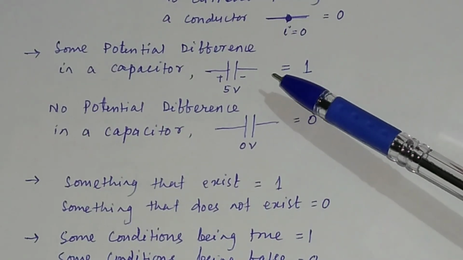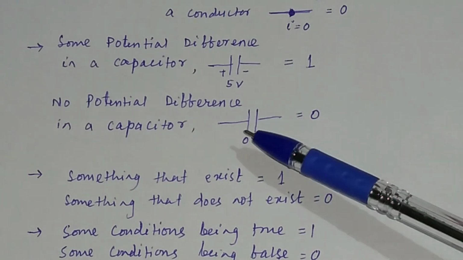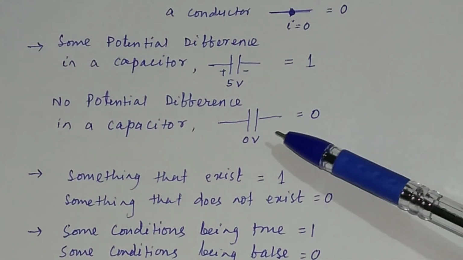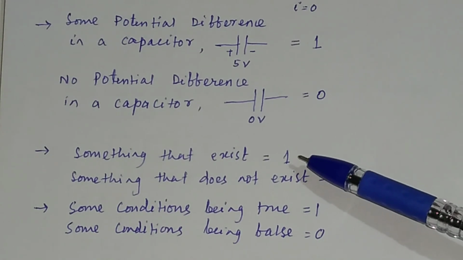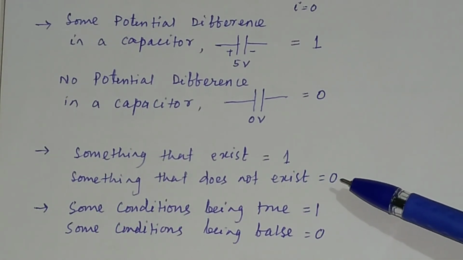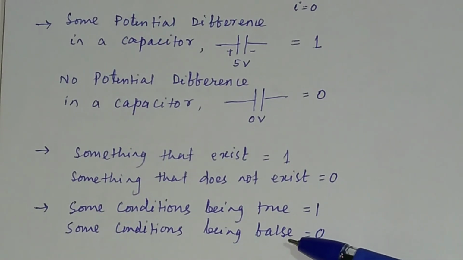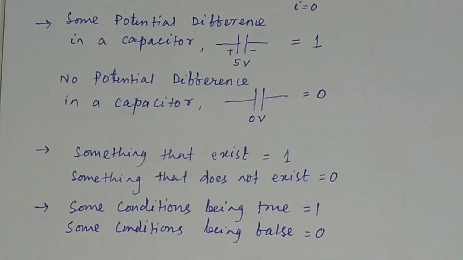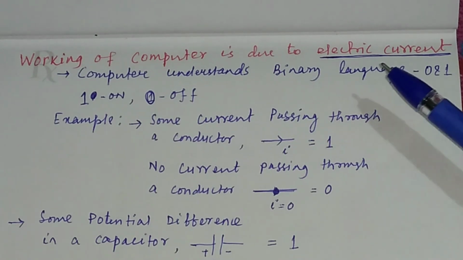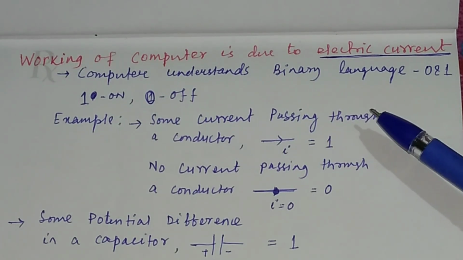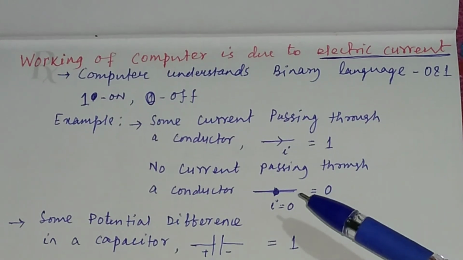Suppose the potential difference in a capacitor is 5 volt, you consider it as 1; if there is no potential difference in the capacitor, that is 0 volt, you consider it as 0. In this way, something that exists you consider as 1, and something that doesn't exist you take as 0. Some conditions being true you take as 1, and some conditions being false you take as 0. But the computer understands only the electric current, whether current is passing through it or not. If it passes through, it is 1. If it does not pass through, it is 0.